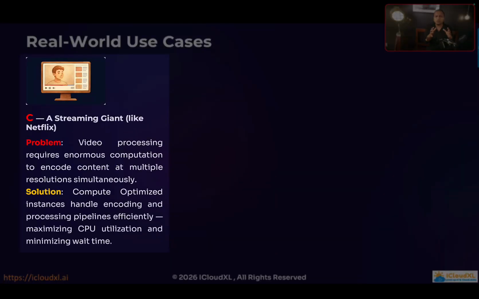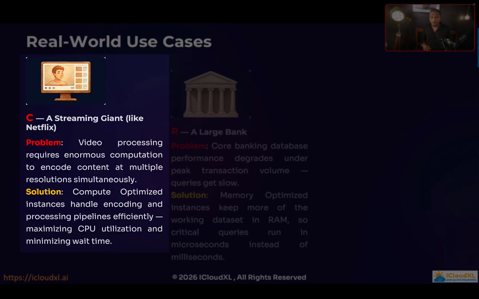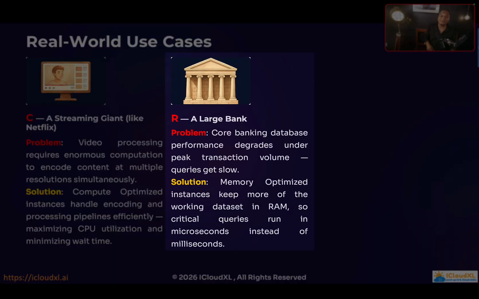Let's talk about some real world use cases for C, compute optimized instances. Video processing requires enormous computation to encode content at multiple resolutions simultaneously. The solution is compute optimized instances, which handle encoding and processing pipelines efficiently, maximize CPU utilization, and minimize wait time. Then the R, RAM optimized instances.